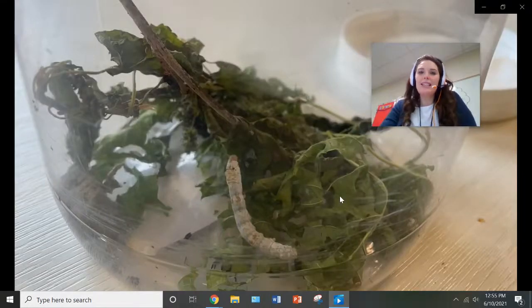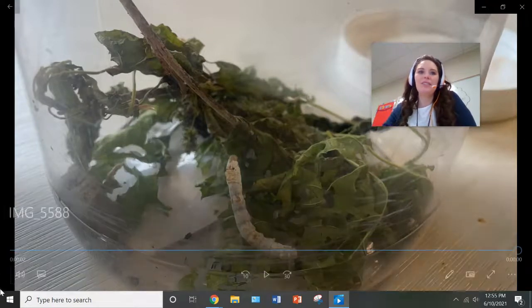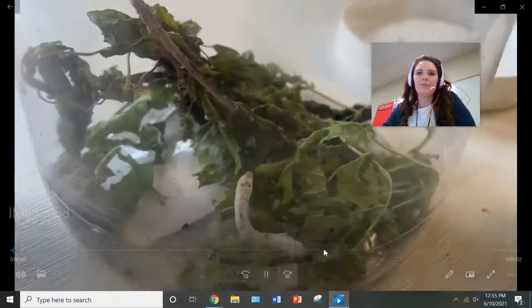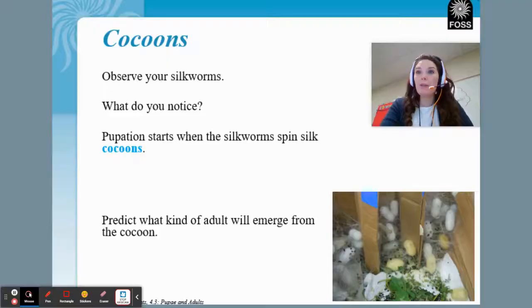Okay, second graders, this is a time-lapse video, which means it is sped up. So our silkworm definitely does not move this fast, but just to show you, kind of watch how it moves. That was pretty cool to see the silkworm moving and eating the mulberry leaves.